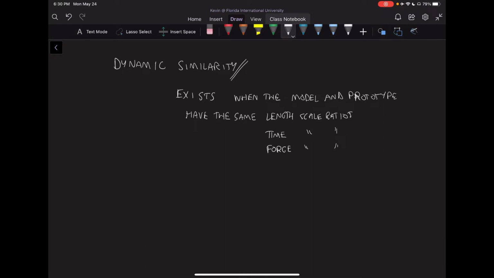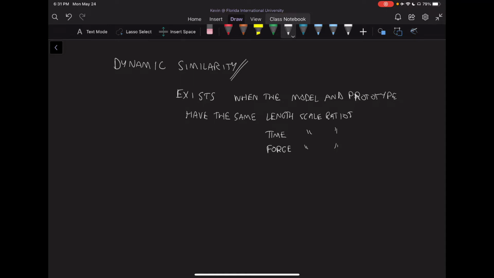Now, a force scale ratio can also be thought of as a mass scale ratio, but that can be talked about in more detail after, but essentially force scale and mass scale are directly related. So you can use either force scale or mass scale in some definitions. Now, to have dynamic similarity, our first requirement is that we have geometric similarity. If we don't have geometric similarity, we cannot compare two different dynamically similar systems. It's impossible. Okay?